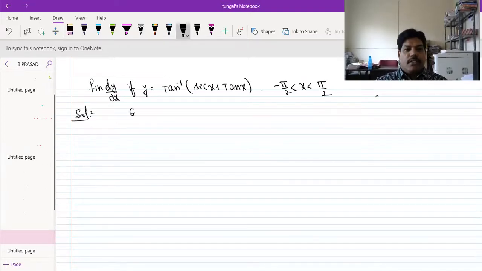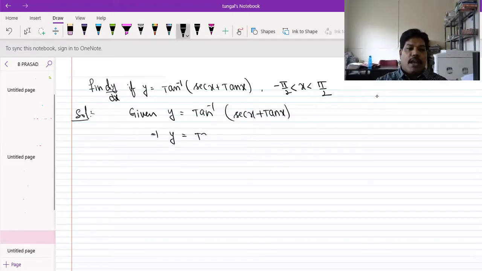First you have to take what is the given function. Given y is equal to tan inverse of (secant x plus tan x). So that implies what happens? y is equal to tan inverse of, so secant is nothing but 1 by cos x, 1 by cos x plus tan x. Tan x can be written as sin x by cos x.